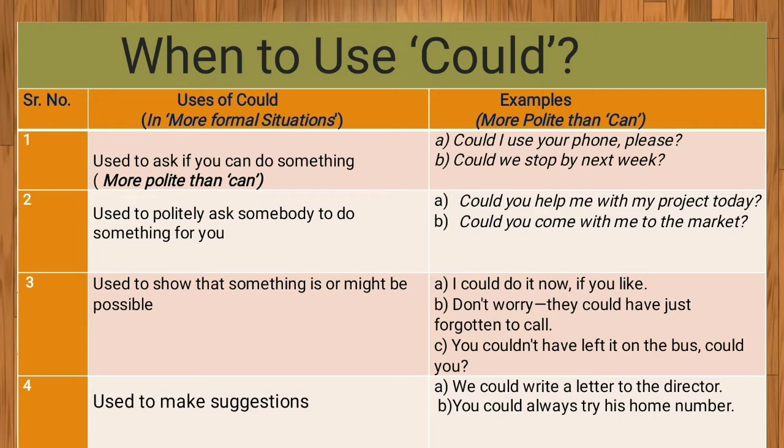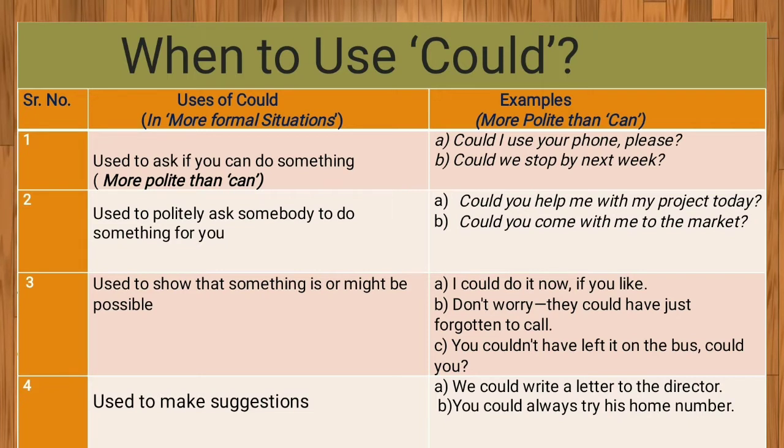The two examples that you have seen on your screen show more politeness than can. Therefore, to show more politeness in our expression, in our speech, we often take recourse to the usage of could. We prefer using could to can in such circumstances. Second example usage is used to politely ask somebody to do something for you.